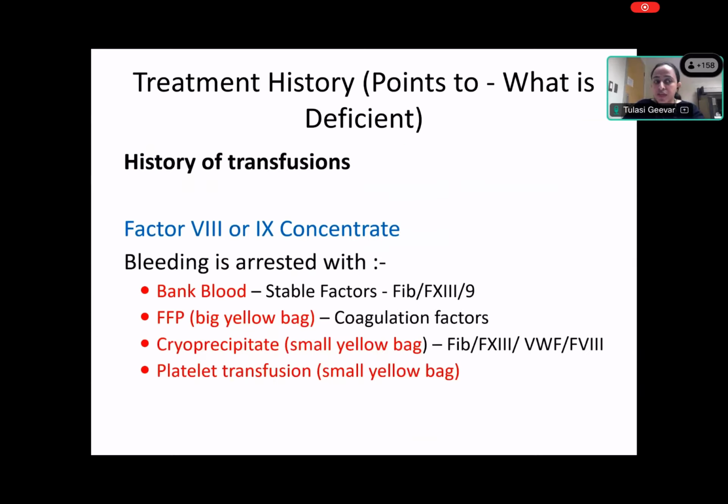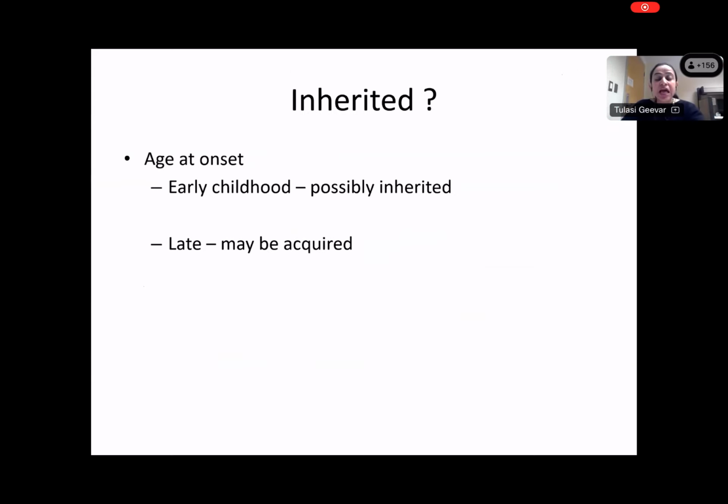And also from history, you can get information about the type of transfusion received, whether the patient has received factor 8 or 9, or the bleeding manifestation has reduced with the use of blood or FFP or cryo or platelets. All these will be clues to try to identify the type of bleeding disorder, and also inherited or acquired. Now, if you have early onset, possibly inherited. If you have a family history of bleeding, again, possibly inherited.